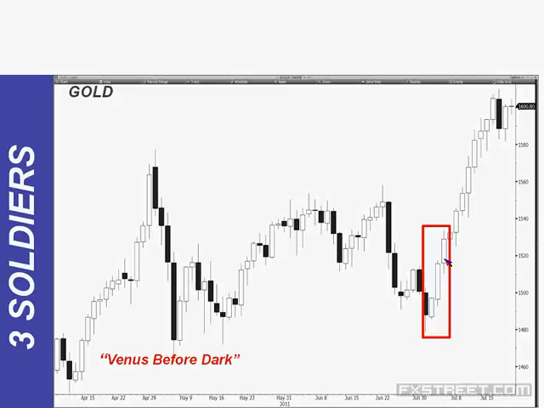Now, I'm going to show you the last example on gold. I'm going to run over maybe by about 5 minutes, guys. So I'm sure that's okay for everyone. I hope that's okay for the FX Street guys.